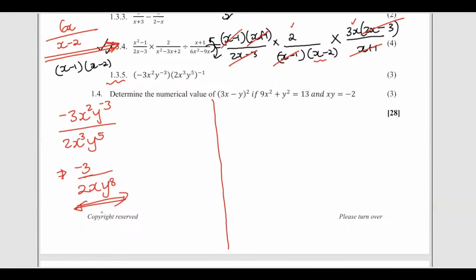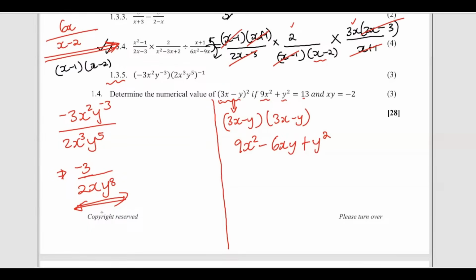Okay, so that is how 1.3.5 was going to be worked out. Then 1.4: determine the numerical value of this if 9x squared plus y squared is 13 and xy is this. Okay, so what they want us to do is open up this indirectly, okay? So we know that this will be the same as 3x minus y into 3x minus y. When you open it up, you're going to have 9x squared, okay, minus, it's going to be a 3xy and a 3xy, which is 6xy. And then we're going to have a plus y squared.